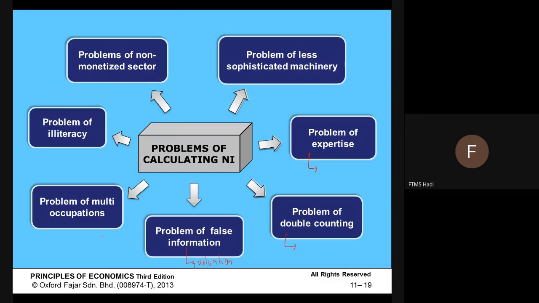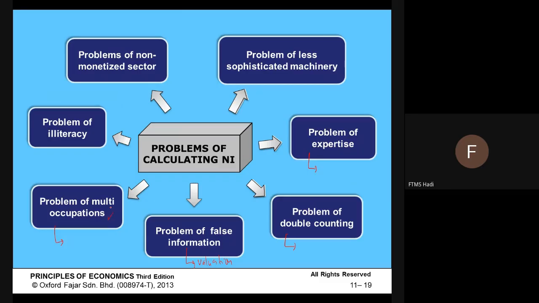Multi-occupation. Sometimes they have a problem measuring a person who has 3 or 4 jobs. Multi-occupation can refer to individuals having multiple businesses, for example one of them has a freelance business selling many things. So as far as multi-occupation is concerned, that is quite difficult to measure.